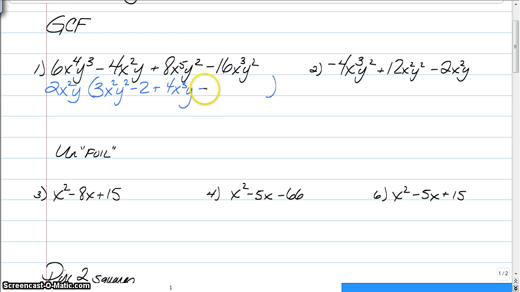Minus 16 divided by 2 is 8. You have x cubed, you're taking x squared away, so you have x. You have y squared, taking y away, you have y, and you're done. Sometimes after you factor out a GCF, you can have more factoring to do inside, but for this problem, that's it. Now number 2 is a very similar example. Go ahead and pause the video and try it on your own.